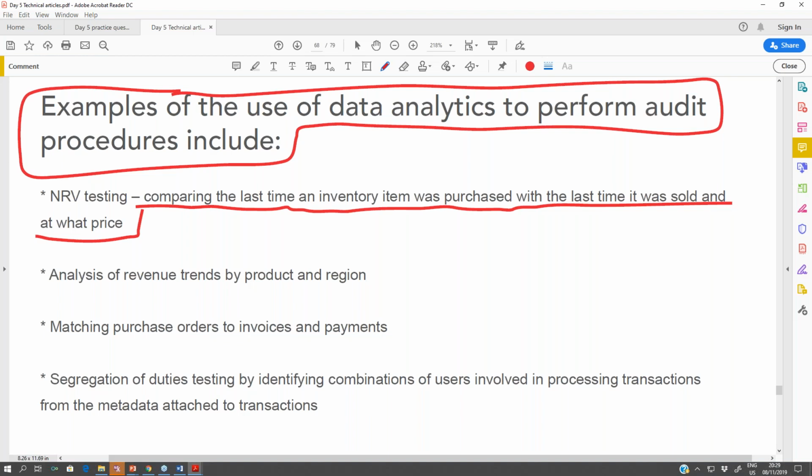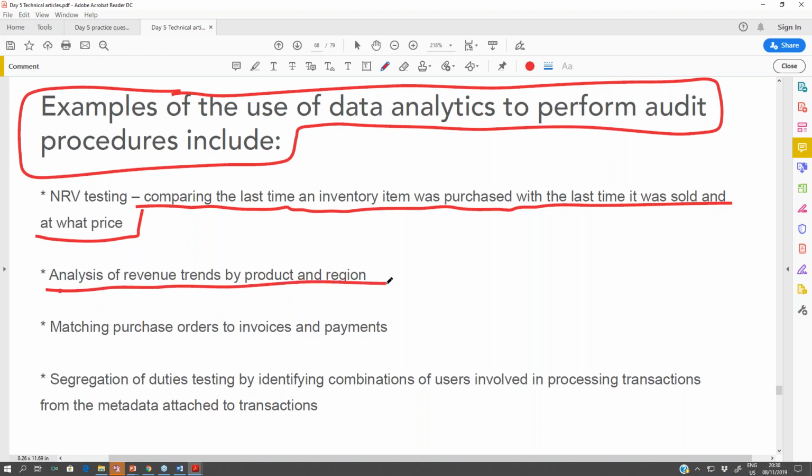So will NRV testing become easier with the use of IT? Can we do the NRV testing on a larger sample? If we have data analytics with us, can we analyze the selling prices of the inventory? Can we analyze when was the last time the inventory was purchased? When was the last time it was sold? Will this all become easier with data analytics? So we can really analyze the data of bigger companies where the volume of transactions is very significant. We can also do the analysis of revenue trends by products and regions.